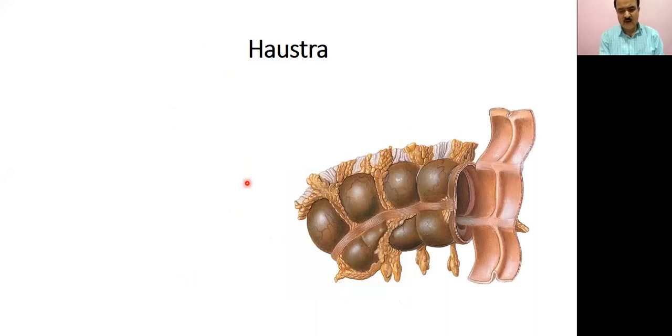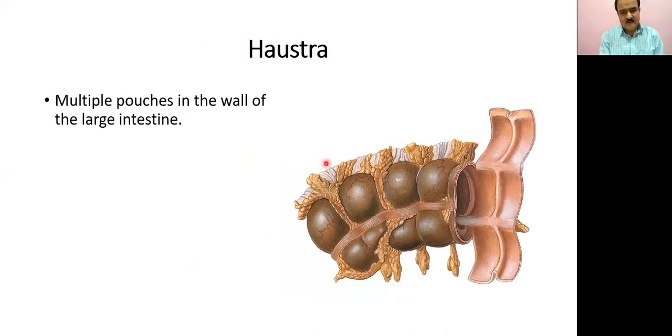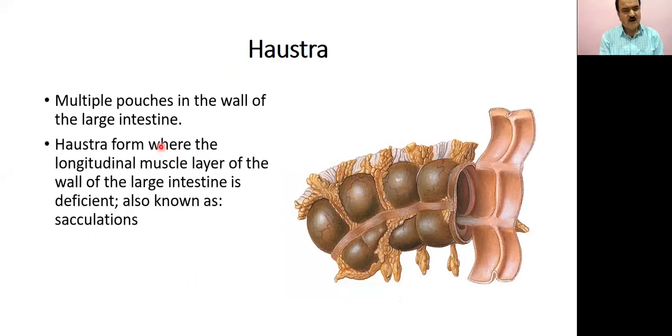I told you also there is what we call haustrations. Haustration, or haustra: multiple pouches in the wall of the large intestine. Haustra form where the longitudinal muscle layer of the wall of the large intestine is deficient, also known as sacculations. Deficient means the longitudinal layer of the muscle, this is the taenia coli, here it is not present.